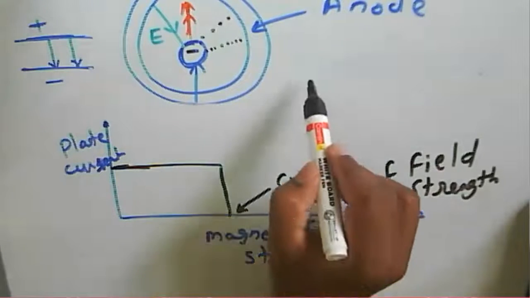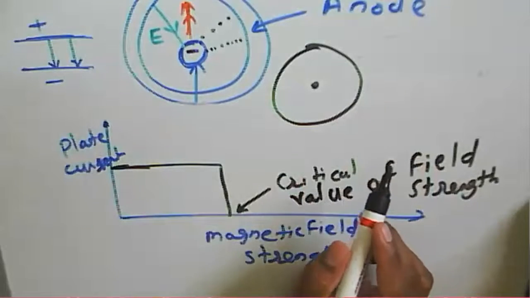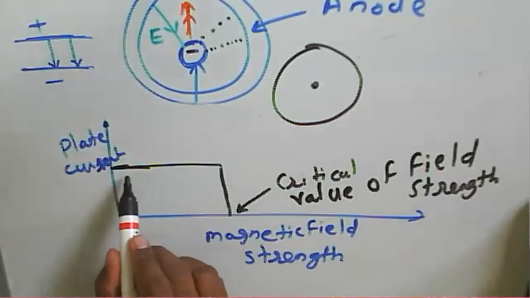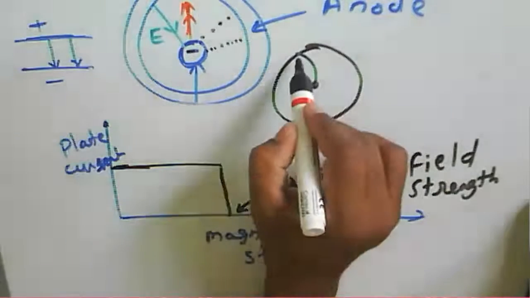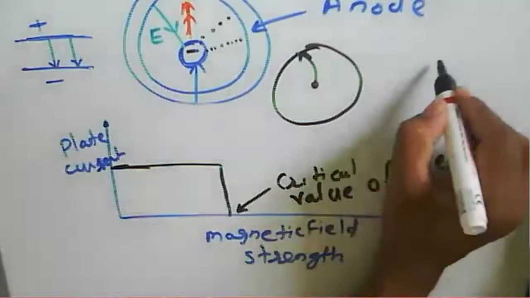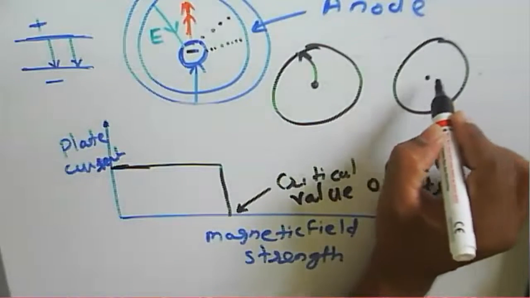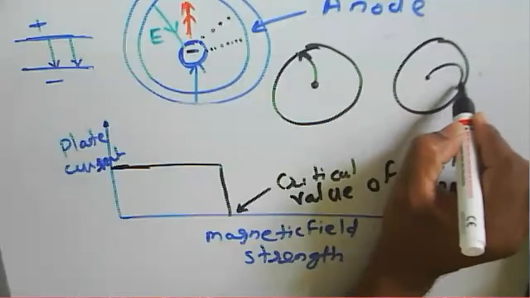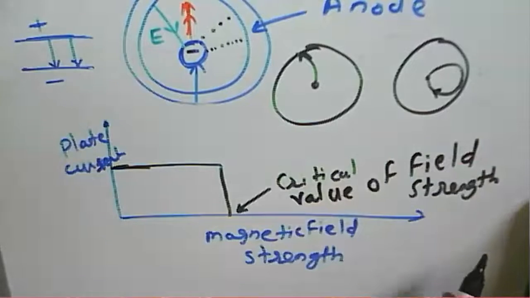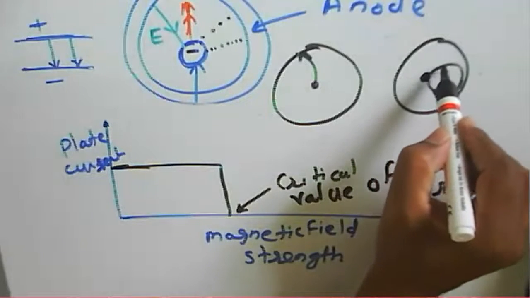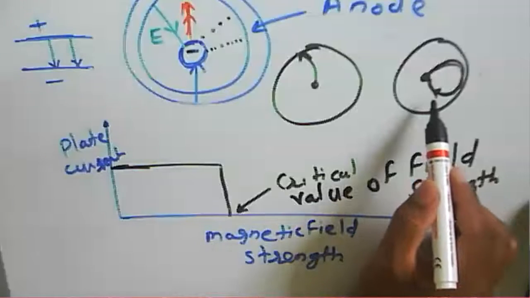Now, what do you mean by this? In this particular region there is an interaction region here, and the plate current is high. In that case, electrons will move toward this anode. Now, in the critical condition, the electron will move nearer to the anode, but it will come back to the cathode. This electron is emitted from the cathode, but because of this higher magnetic field strength, it will return to the cathode.